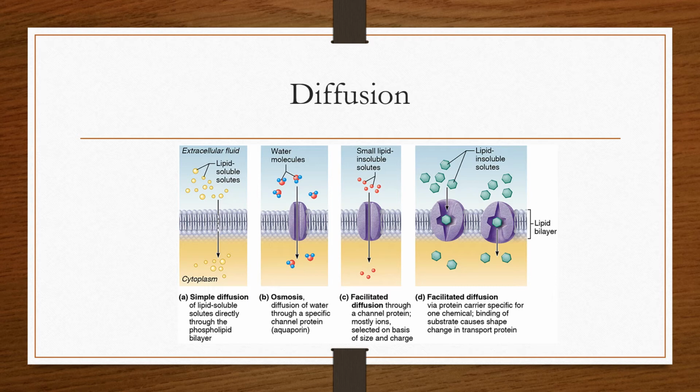Facilitated diffusion through a channel protein is mostly for ions, selected on the basis of size and charge. And then there's the carrier-mediated facilitated diffusion. You can see in the first part of image D that the lipid insoluble solutes fit into that protein channel, and the carrier protein binds to it, and then it opens up on the other side and allows it into the cell.